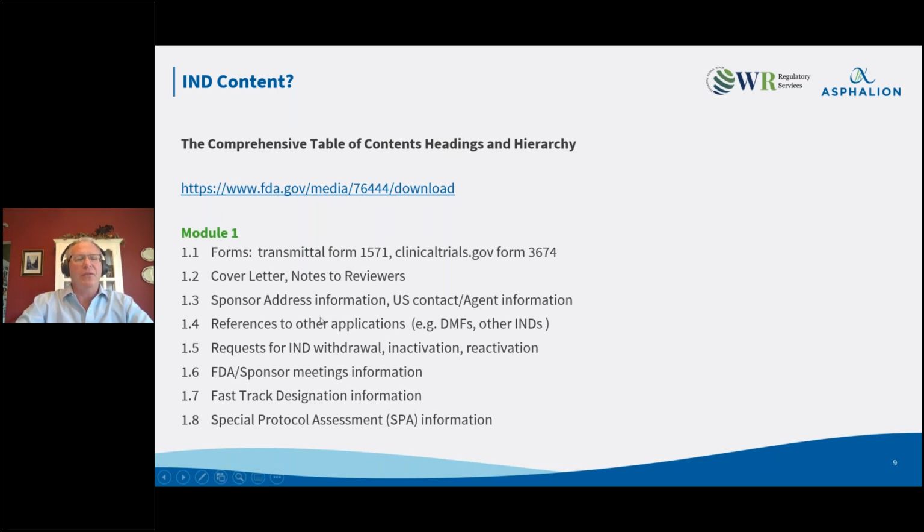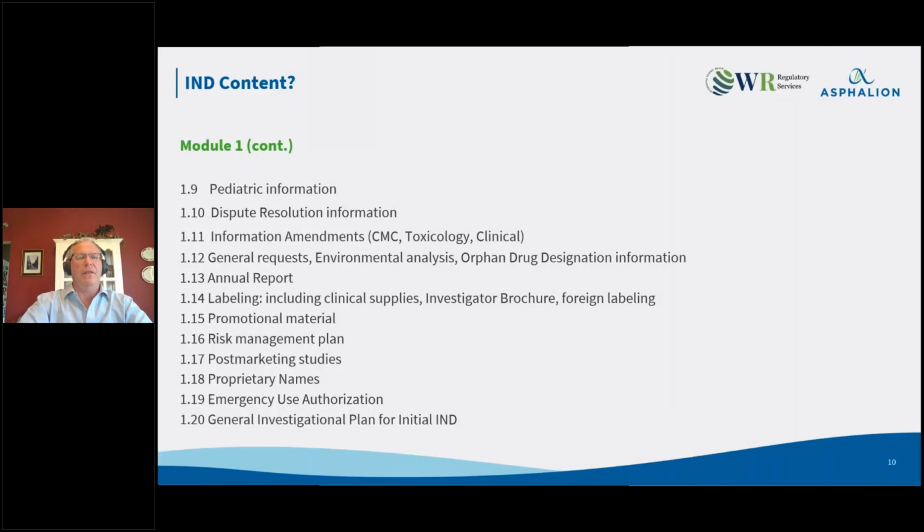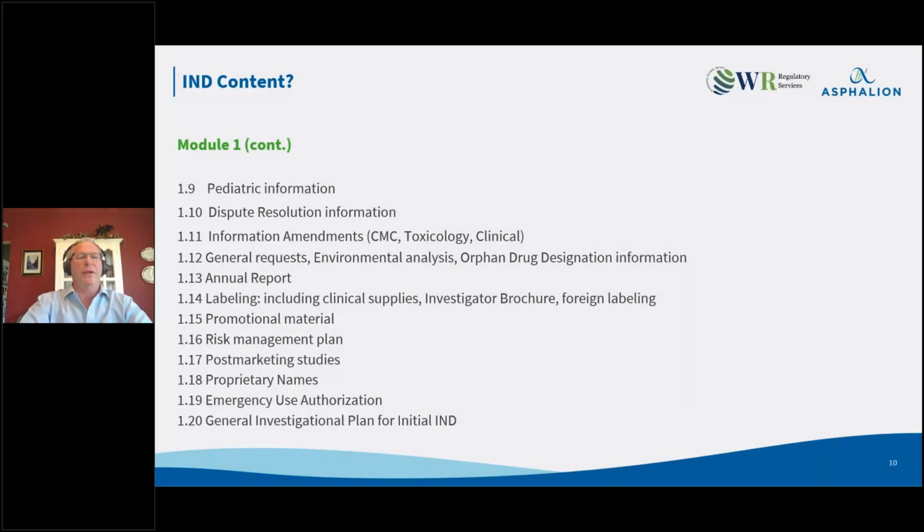The next section is sponsor information, and then there's references to other applications. So if you reference a drug master file, for instance, you would include your letter of authorization in this section. And I'm not going to go through all these sections, but I just wanted to show you the basic outline of that. We're going to talk about pediatric in 1.9. Section 1.11 is very important. This is information amendments. So when you make amendments to your IND, typically you might be including a lot of documents in information amendments in this section.